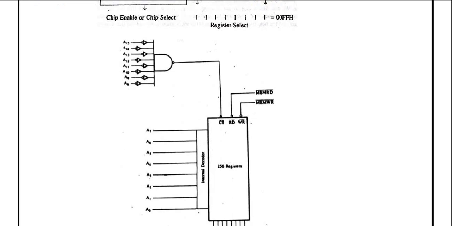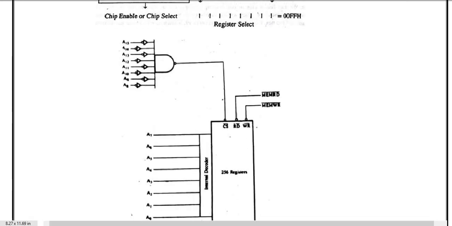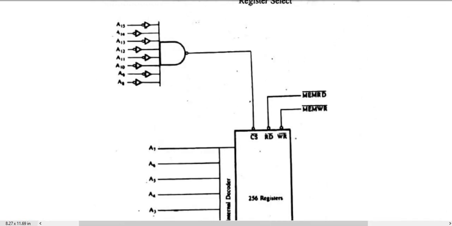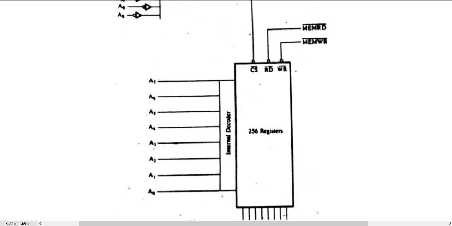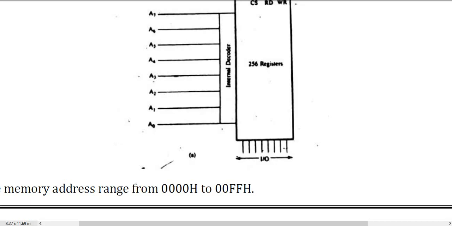By this diagram we can see that here we have the memory read section, which is active low, the memory write section, which is also active low, and the chip selection comes from the high level, where we use the address lines A8 to A15. A8 to A15 work for the chip selection or CS section, and A0 to A7 are for internal decoders, which are directly connected with the 256 register sections, and then lastly we have the IO section.